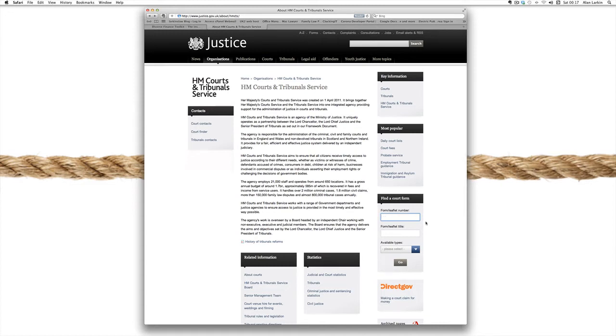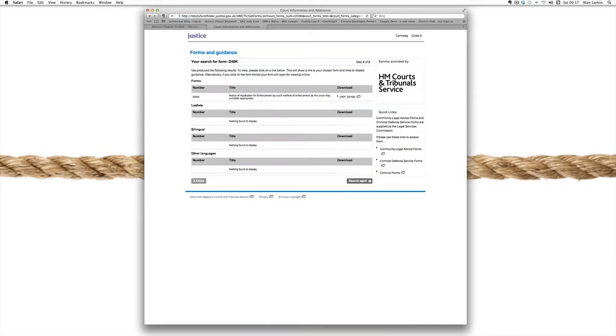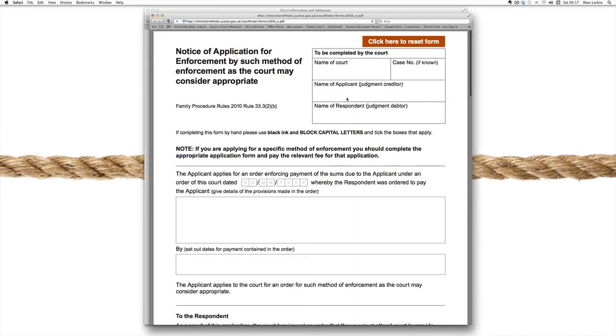This form is called a D50K. So let me just put that in. And here we go. Again, this is in PDF, so let's open this up. You can see this is called a Notice of Application for Enforcement. And here's the interesting thing. It's by such method of enforcement as the court may consider appropriate.